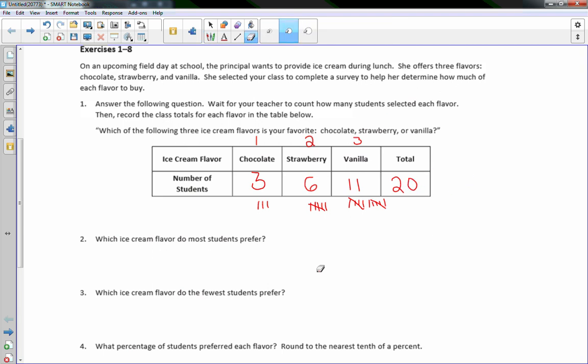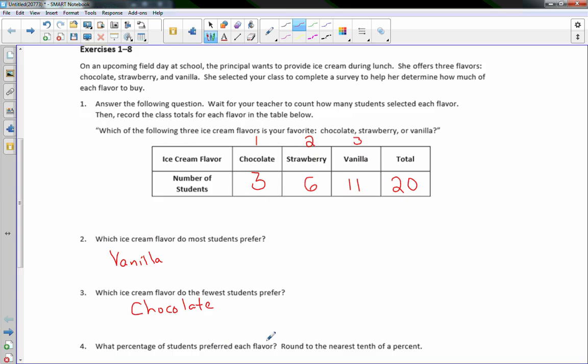All right, so let me just erase these tallies. And there is an estimate of how we would fill this table. Now number 2 says, which ice cream flavor do most students prefer? And in this problem, it is vanilla, because that was the number that was chosen most frequently. Which ice cream flavor do the fewest students prefer? And the answer is chocolate.